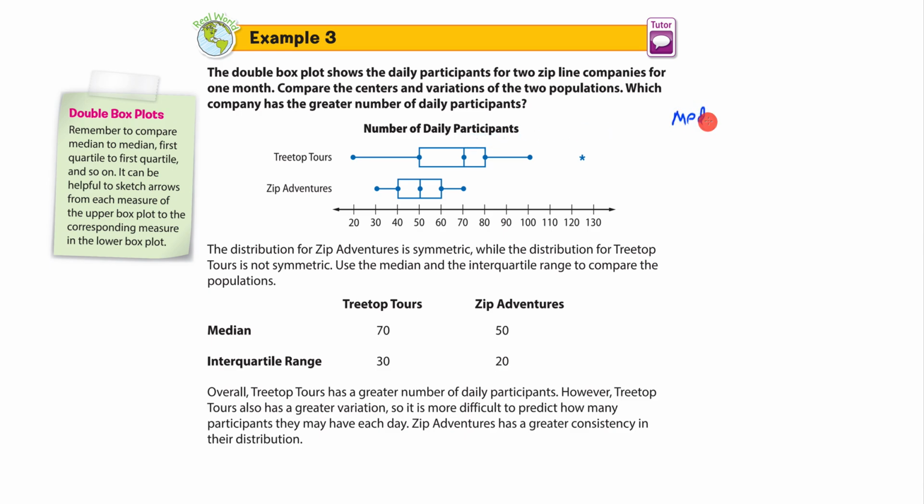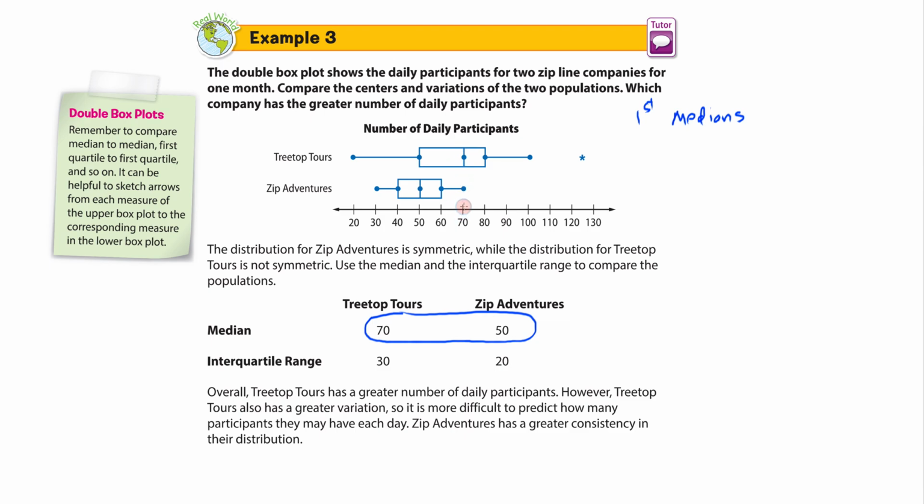So the first thing I'm going to do is compare the medians. That's easy. It's this to this. Bar inside the box to bar inside the box. And they did that first. There it is right there. Hey, for Treetop Tours, the median's more. So quick deal. Zip Adventures doesn't have as many daily participants on average. Treetop Tours has more. So greater number of daily participants. I can easily tell that for the medians because 70 is bigger than 50. Not a brain buster there.